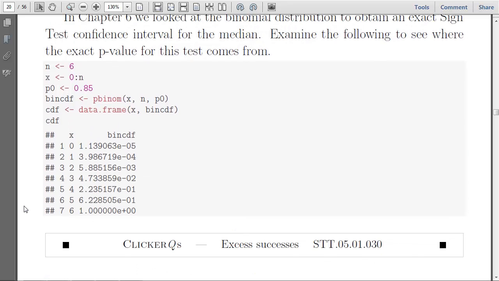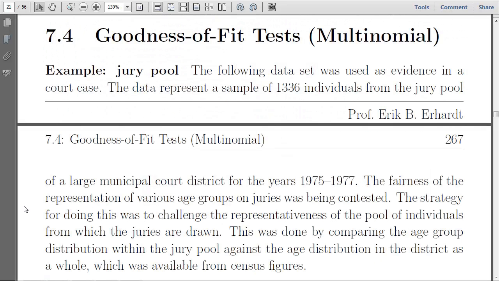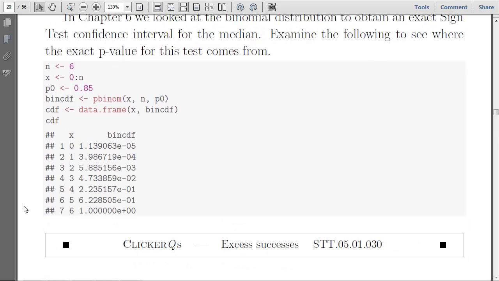All right, you hung in there to the very end. I'm proud of you. We'll come back in the next video and talk about goodness of fit tests, which is when you've got multiple categories and you want to know if the proportions across all those categories fit some particular distribution.